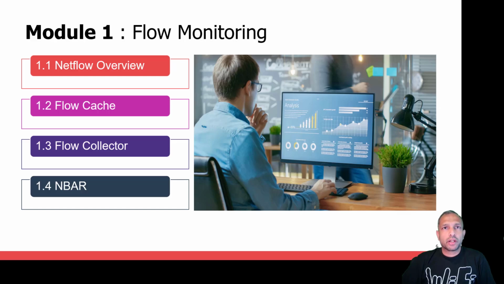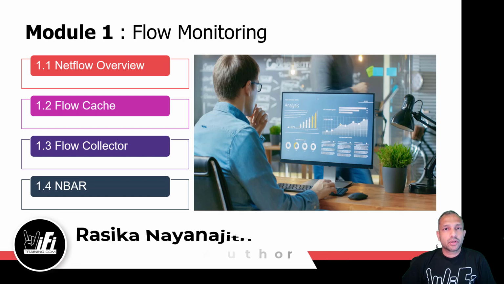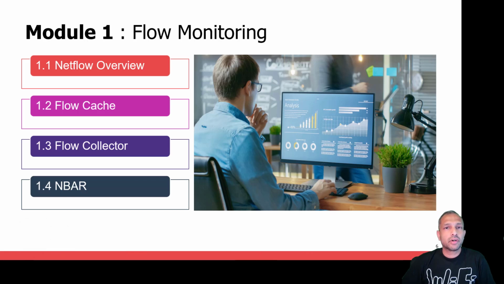Let's go into module 1. In module 1, we will talk about NetFlow overview, and then we'll talk in detail about the flow collector, its function, and the flow cache. Then we finish off this module talking about a technology called NBAR, Network-Based Application Recognition, which is another Cisco proprietary technology, which we'll be using nowadays to detect or classify network traffic.